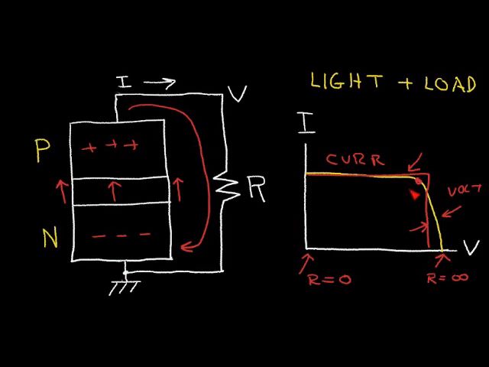So hopefully this video gives you some idea of how this solar model works and why we have two currents, one caused by a concentration difference and the other caused by the electric field.